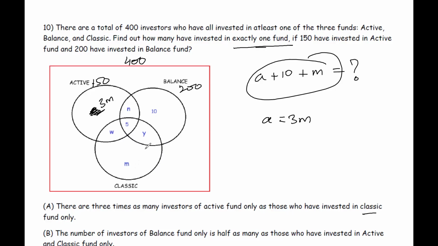Right. So this is 3M plus 10 plus M. So we know 4M plus 10. This is what we need to find out. 4M plus 10.